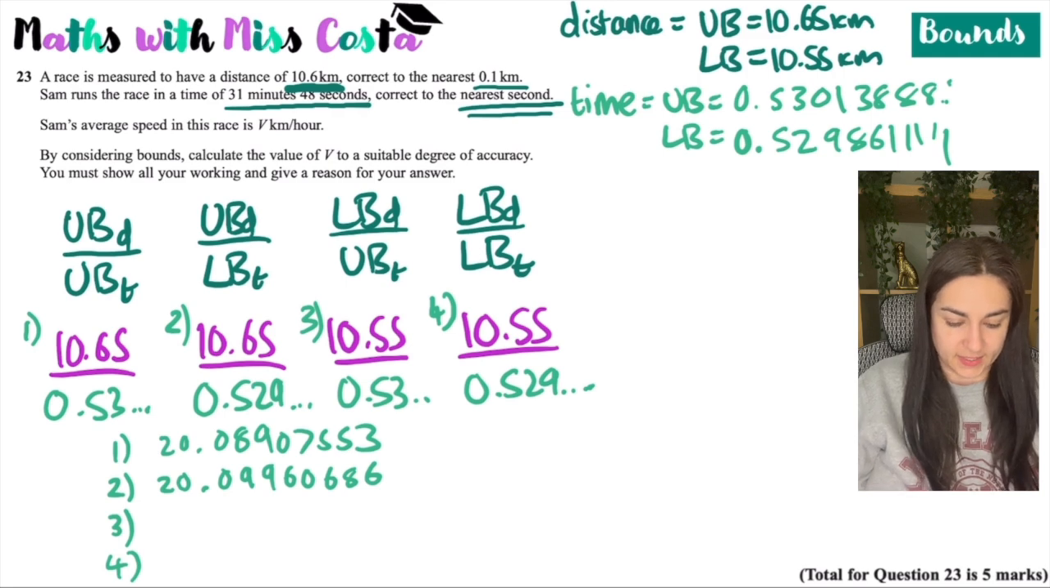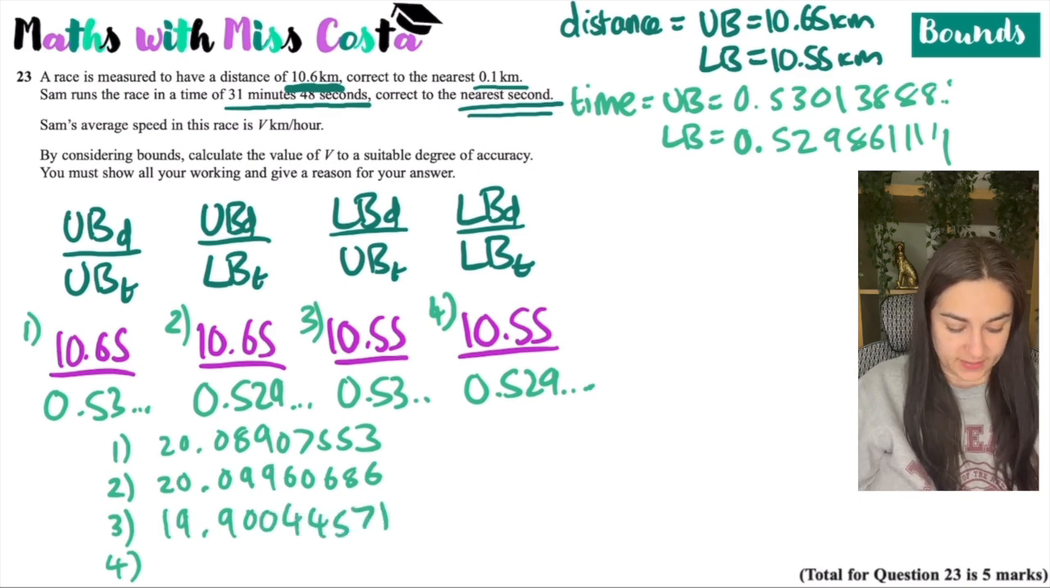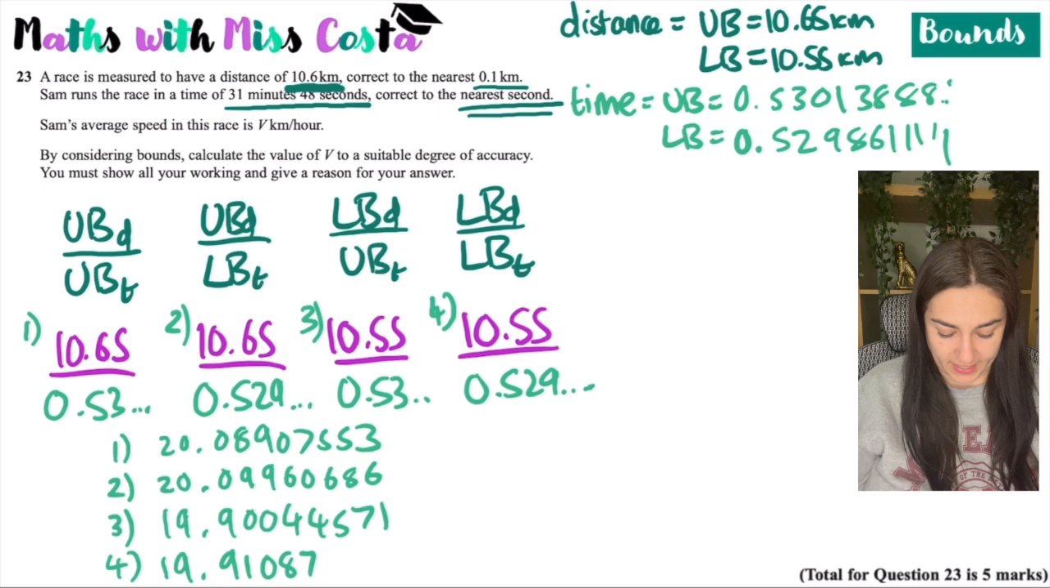0.530138 gives me 19.9004, and then 10.55 divided by 0.5298611 gives me 19.91087815.